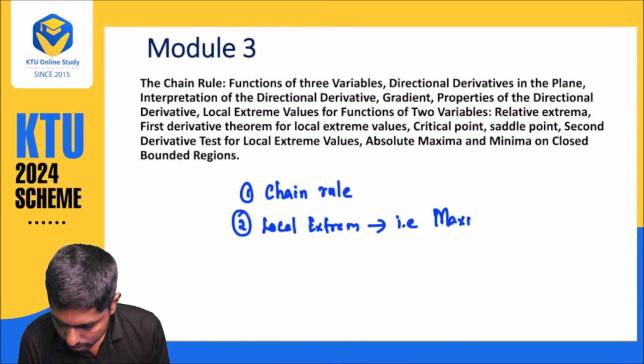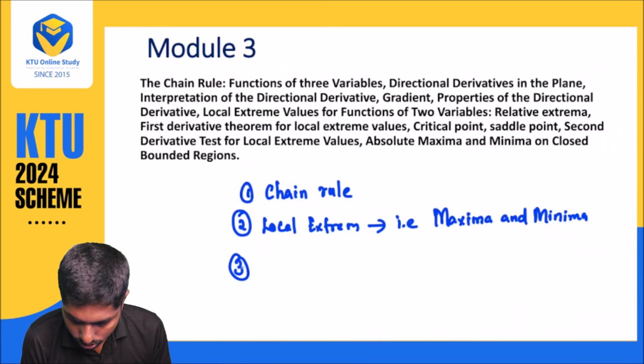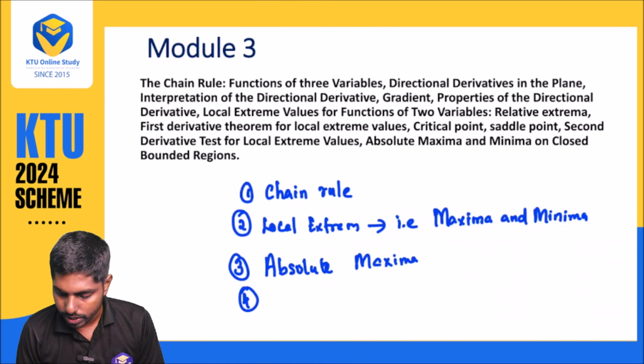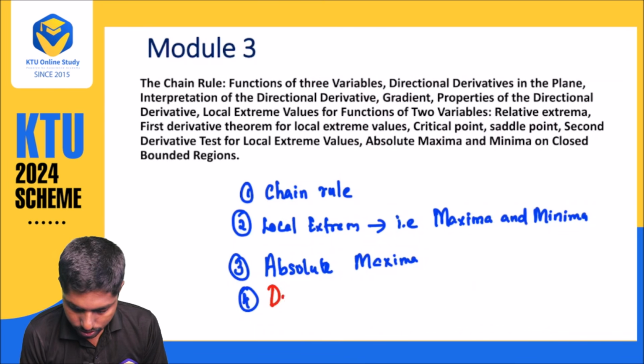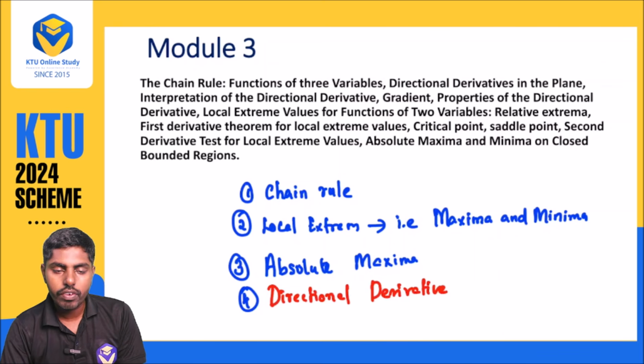that is nothing but maxima and minima. And third thing is absolute maxima and minima. Then the fourth part is very important. That is nothing but what? Directional derivatives. So these are the four topics they have given in the syllabus.